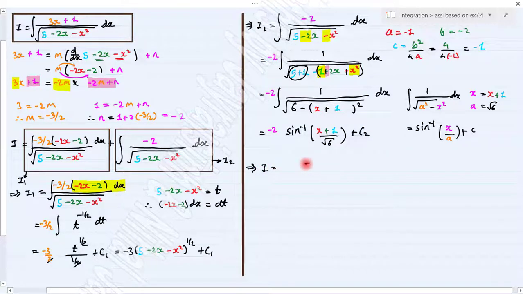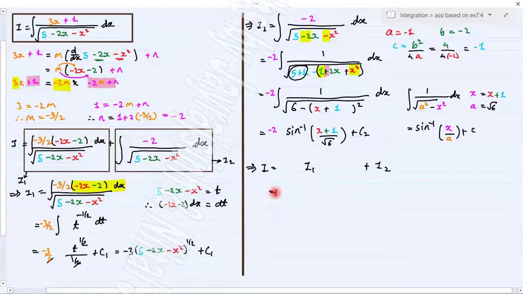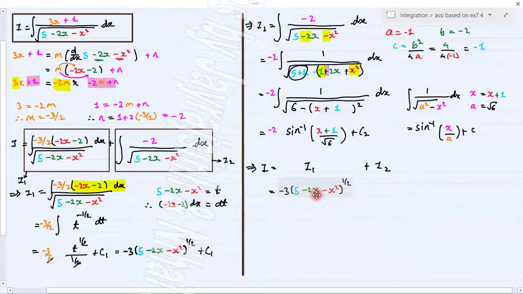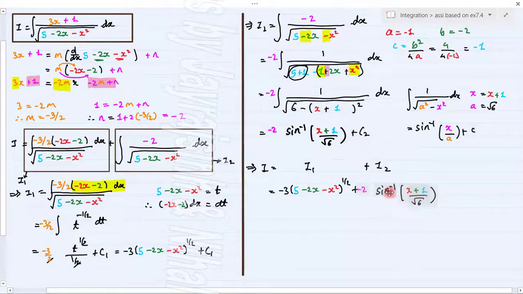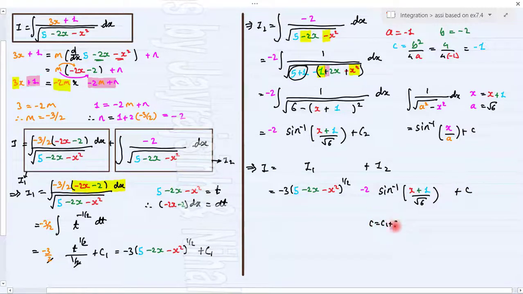So we can say I, which is I1 plus I2, can be formed by getting the summation of I1 and I2 plus C, where your C is C1 plus C2. Ta-da!